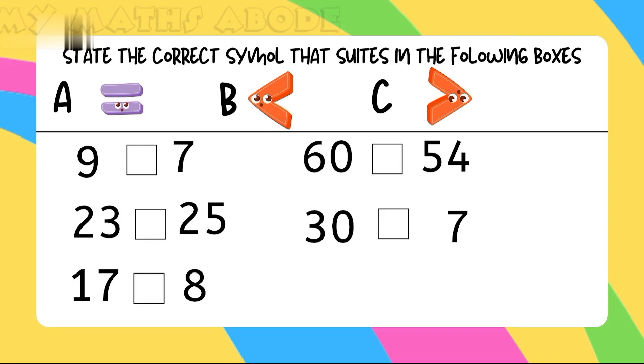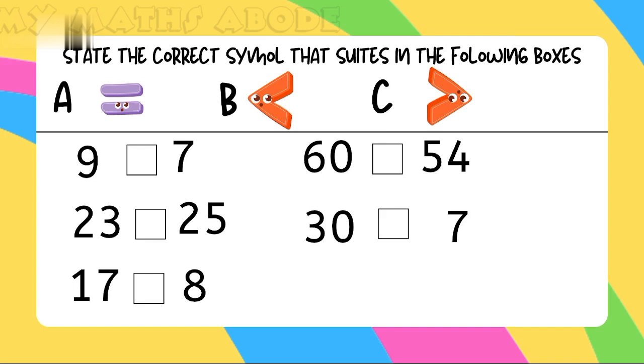A, 9 and 7. I'll do the first one. So 9 and 7, we know that 9 is greater than 7. So we'll be making use of the greater than sign, which is C. And C is correct because if you use C, the open end is facing the 9 and the arrow point is facing the 7. So C is correct.